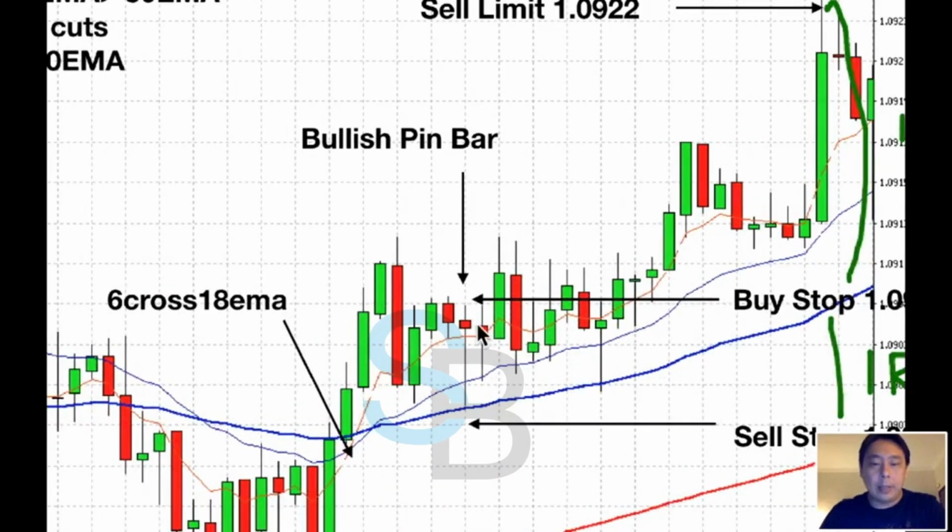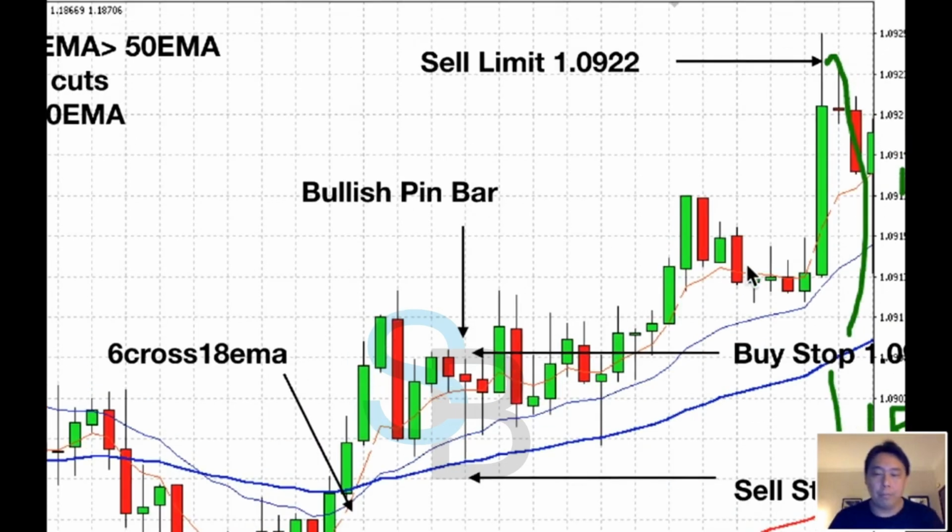The next candle doesn't trigger your order, but it's still valid. Remember, it is only invalid if it goes below the 50 or if the 6 crosses below the 18. If not, it's still valid. Next candle, boom, goes up, triggers your order, you're in the trade. It ding-dongs a while and then it hits your profit target.